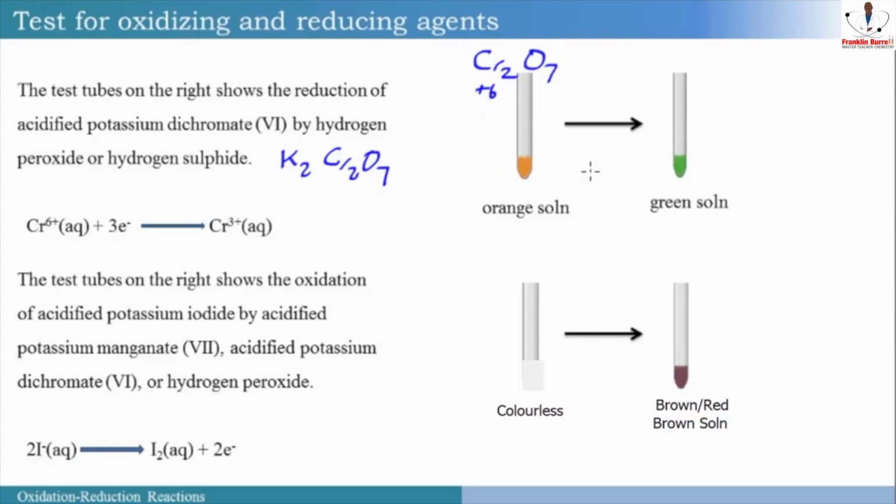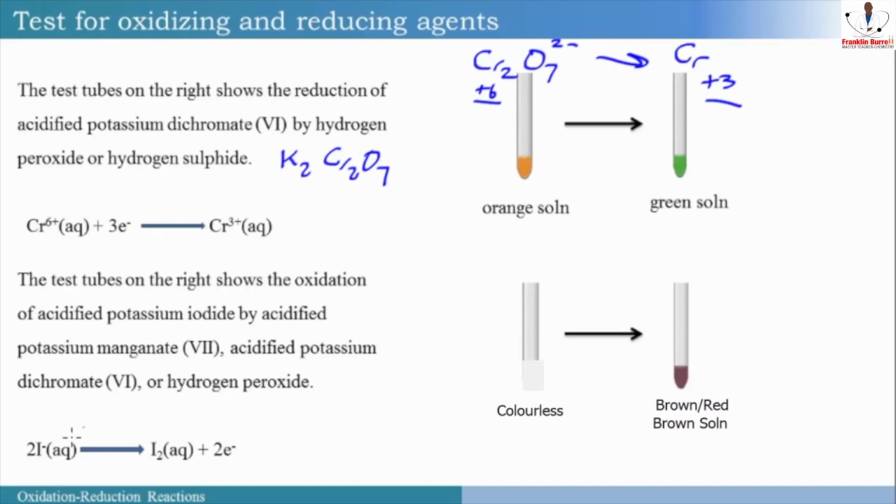Now, in the presence of a reducing agent, remember that the potassium dichromate is an oxidizing agent. The reducing agent will cause the Cr2O7 2- to be reduced. So the +6 will be converted to Cr +3. And so +6 to +3, we have reduction. And hence, we have a color change from orange to green.